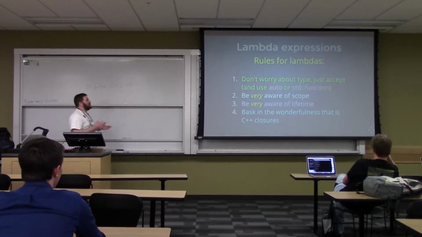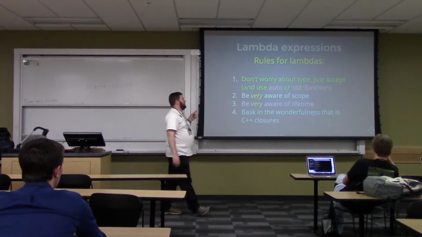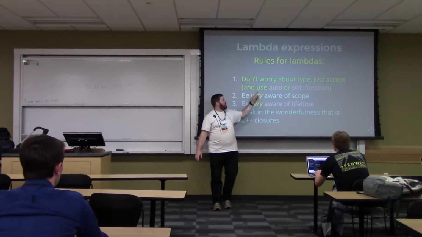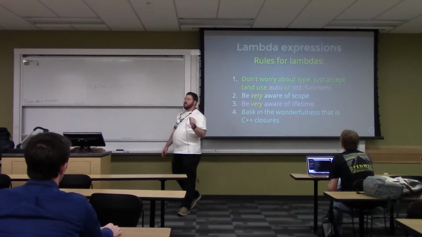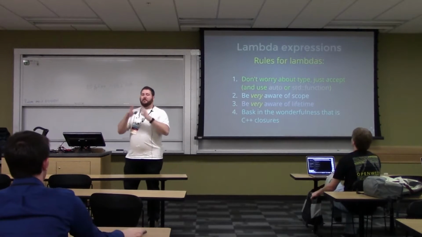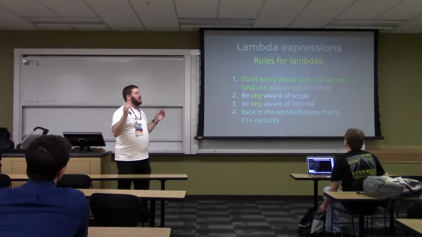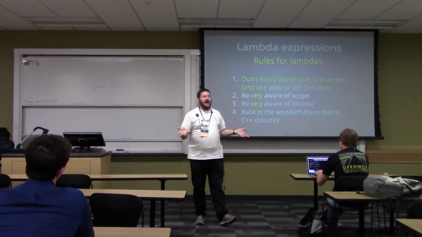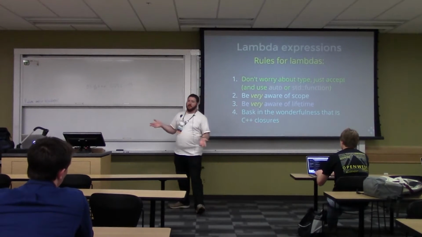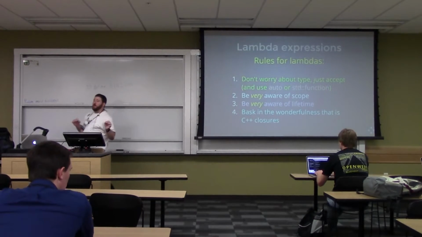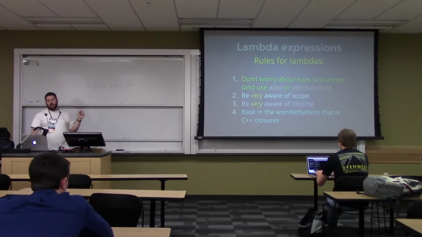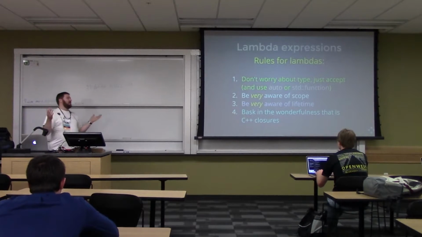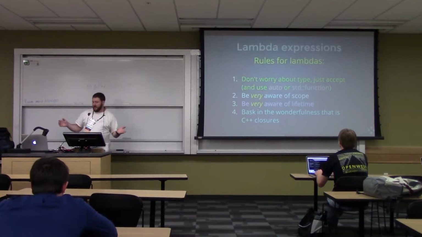Okay, here are some rules for lambda expressions. First, don't worry about type, just accept and use auto or std::function. The actual type of a lambda expression is going to be some long, unreadable, randomly generated at compile time, maybe based on some kind of a hash and I don't really know thing, okay? But we don't care. Second, be very aware of scope. Third, be very aware of lifetime. And fourth, bask in the wonderfulness that is C++ closures, okay?